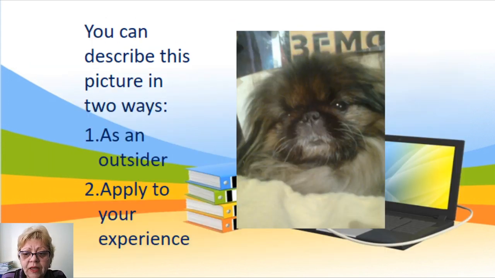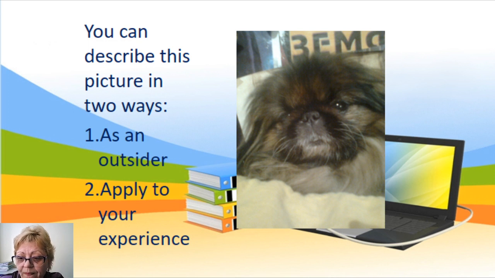Okay, let's go further. Let's describe another picture. You can describe this picture in two ways. As an outsider, outsider means a stranger. So it's not your dog, it's just a picture for you. And apply to your experience. Apply to your own experience means that it is your dog, you are the owner of the dog, and you describe it from that position. То есть описать можно двумя способами, да? Как сторонний наблюдатель, an outsider, или как будто бы это ваша собачка.